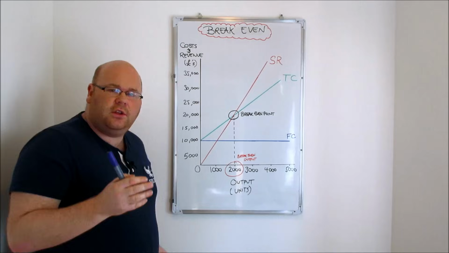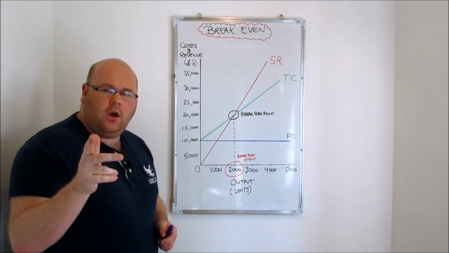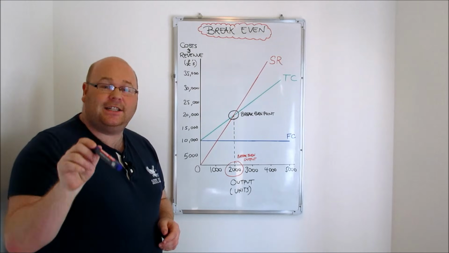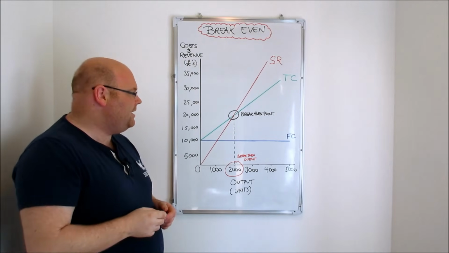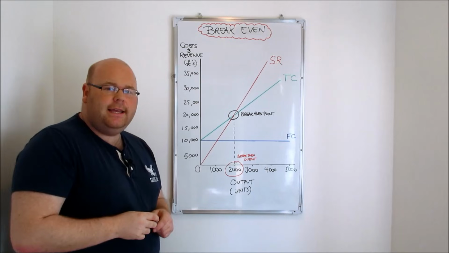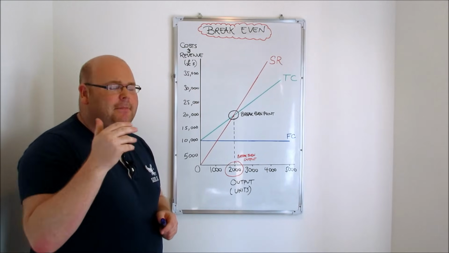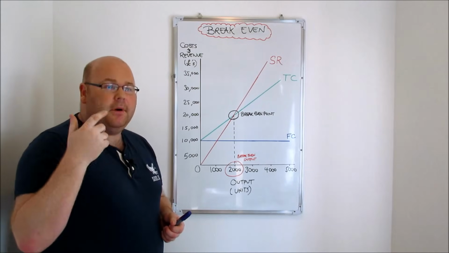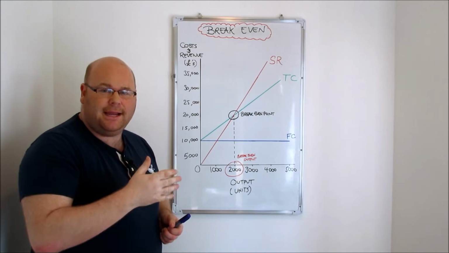So that shows us the three different lines we'll see on a break-even diagram. But here's the good bit. Here's what we can actually read or interpret from our diagrams. So we know that breaking even means that a business hasn't made a profit. It's not sold enough products to make a profit, but it's not sold so few that it makes a loss.